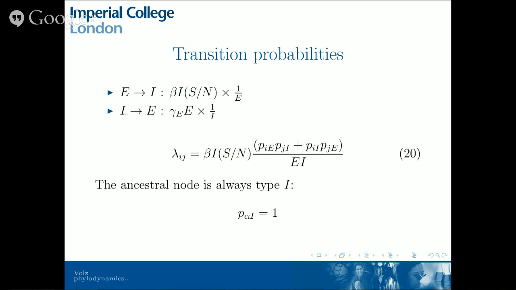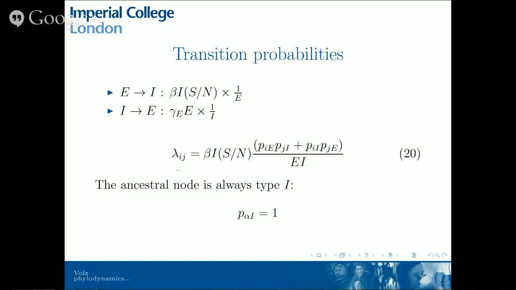Similarly, the rate that a lineage goes from the infectious state to the exposed state is the rate that all individuals in the population progress from exposed to infectious, times the probability that a given particular lineage is involved in that event, which is just 1 over the number of infected.